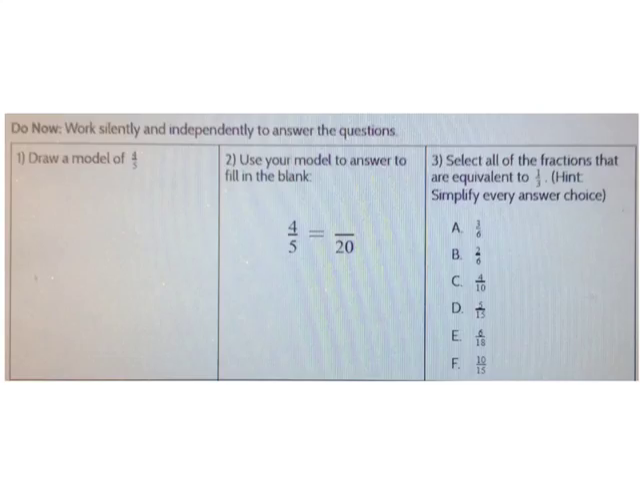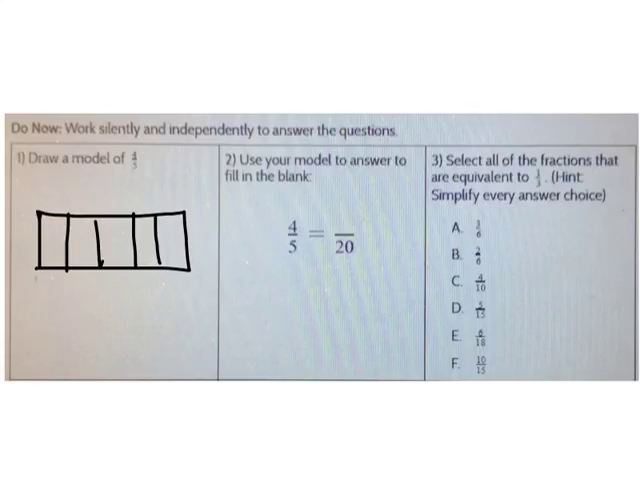Let's start with number 1. Draw a model of 4/5. Go ahead and draw a model of 4/5 on your paper now. Take a look at your model. How many total pieces did you cut the shape into? You cut the shape into 5 pieces because the denominator is 5. How many pieces did you shade in? You shaded in 4 because the numerator is 4. You've drawn a model of 4/5.